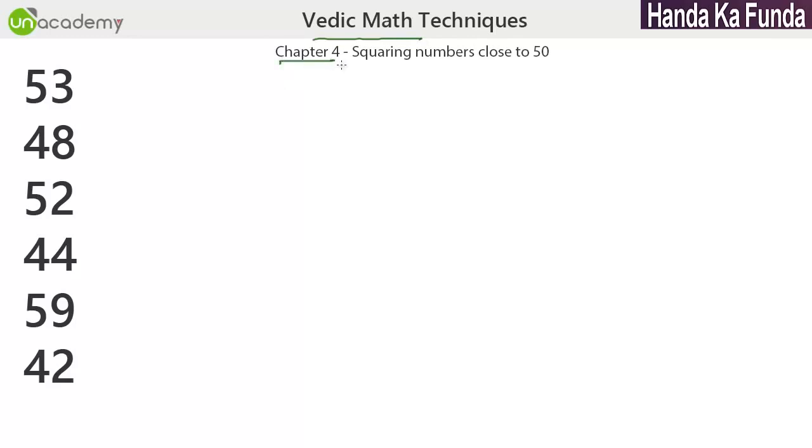This is chapter 4 in the series, and we will talk about how to square numbers which are close to 50. By close to 50, I mean numbers which lie in the range of 40 to 60. Now, 40 square, you will also know, is 1600, 60 square is 3600, so that is not that difficult. But how about 52? How about 44? Well, all that we'll learn in this video.